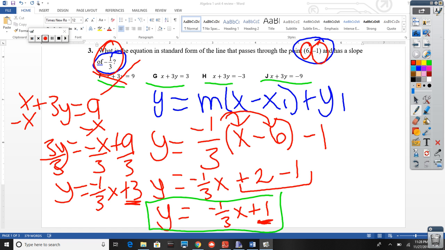Okay. And I gotta try the same thing with the rest of these. I'm not gonna give you the answer. I'm just gonna give you a heads up that it's not F. Do the same thing. Solve G. Make it look like y equals mx plus b. Solve H. Solve J. And see which one looks exactly like that. Again, pause the video if you need to finish solving. And let's go on to the next one.